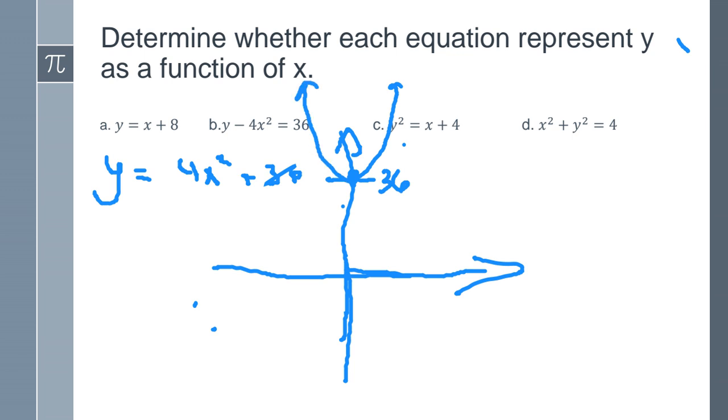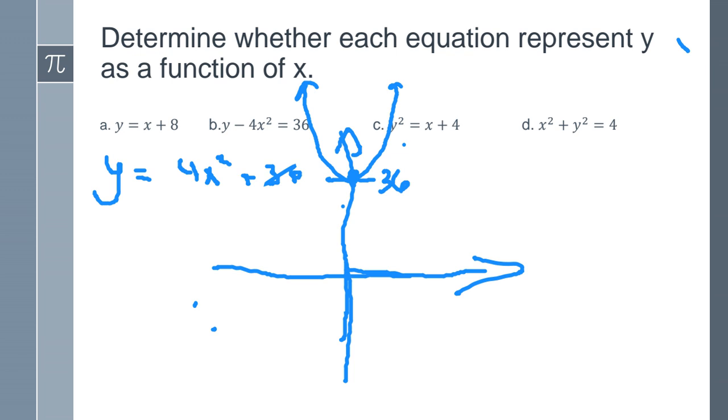Now again, if I do my imaginary vertical line here, I would see, just like in the previous examples, my imaginary vertical line is going to cross my graph only once. So hence, b is also a function.